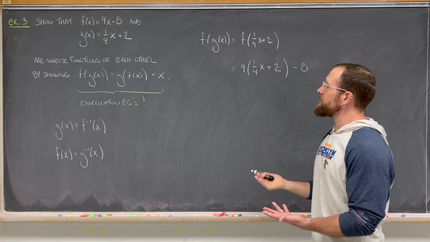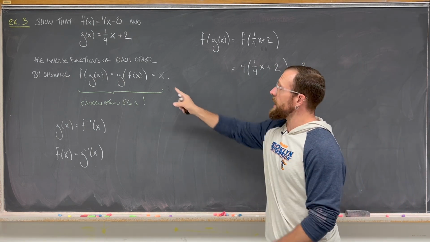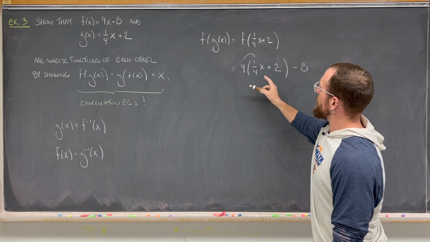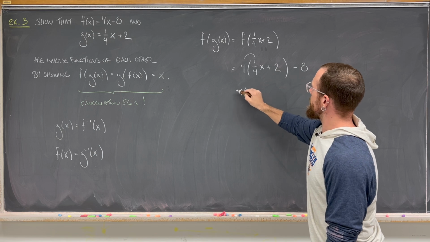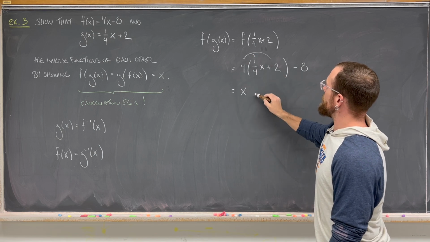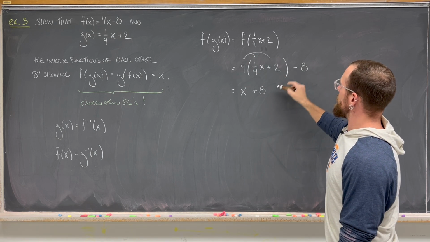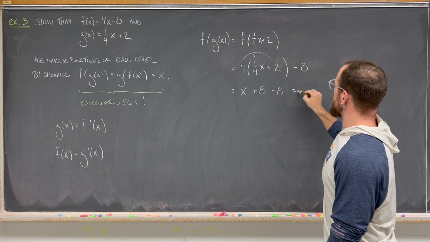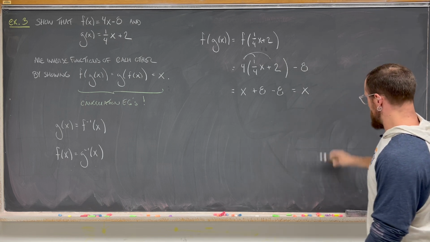Now I just have to simplify this and cross my fingers and hope that I get x. Well, if I distribute the 4, I see that 4 times 1/4 x is just x, and 4 times 2 is 8. And there's still a minus 8 over here. x plus 8 minus 8 is equal to x. That works.